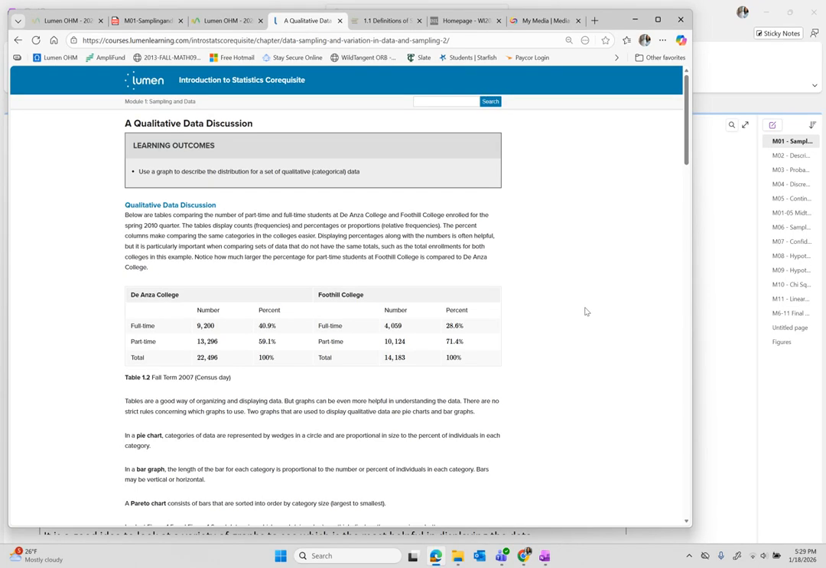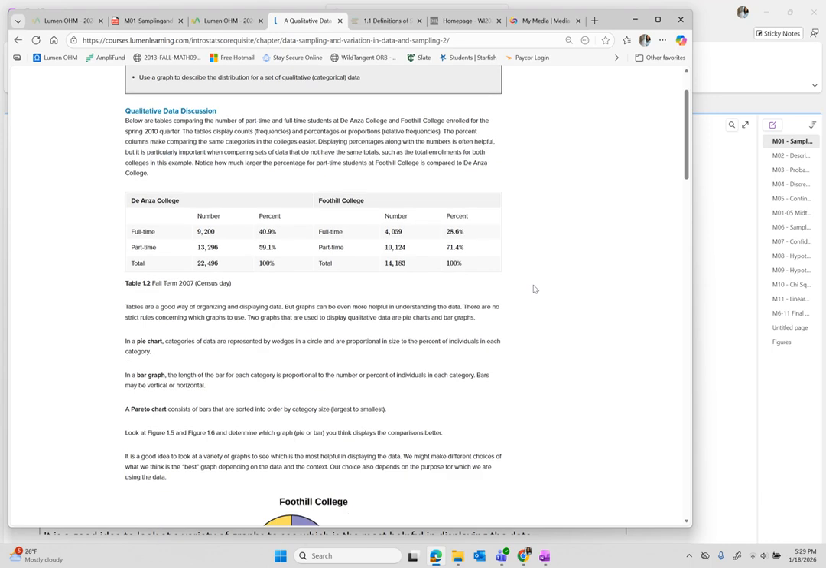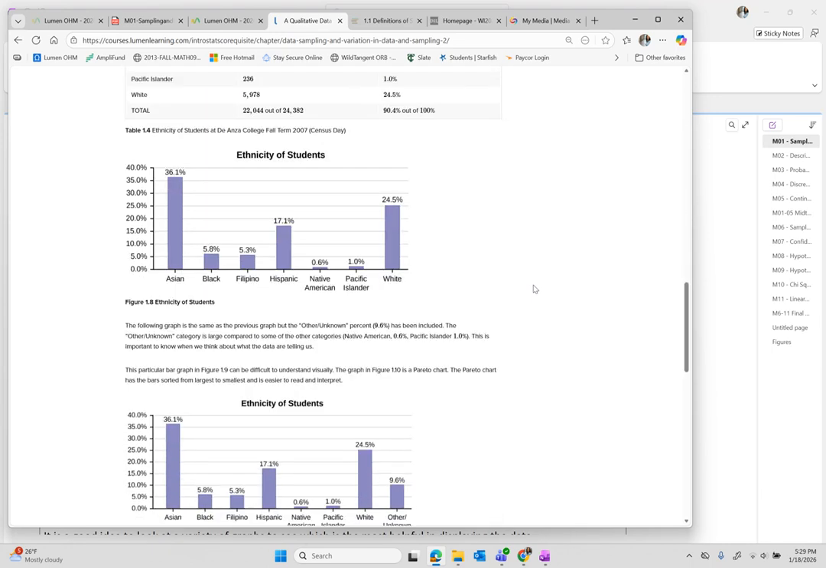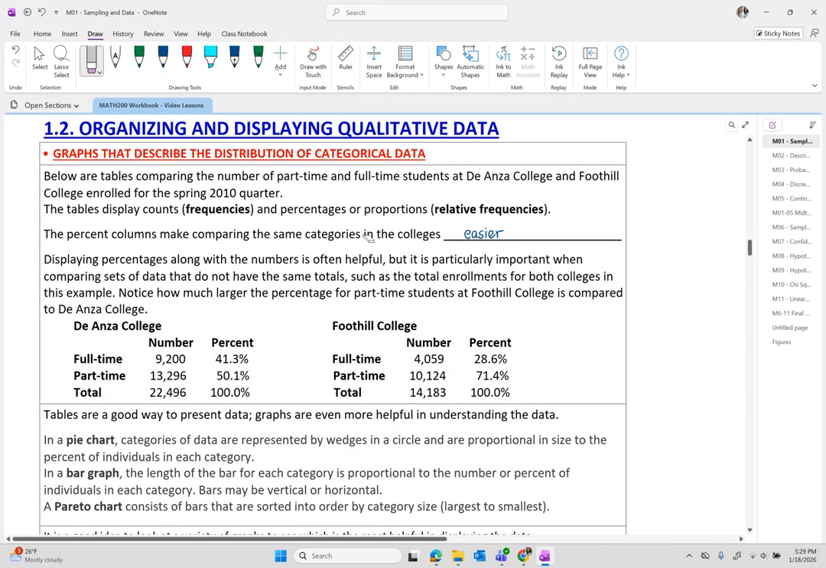In this video, we will continue in section 1-2 of our statistics workbook on organizing and displaying qualitative data. It corresponds to module 1 of our Lumen Introduction to Statistics co-requisite book, within the section on qualitative data. In this section, we are covering the examples in the book, including the graphs, and we will discuss the ideal representation for qualitative data.